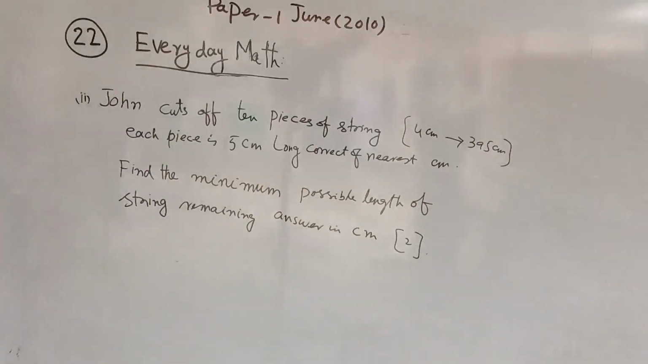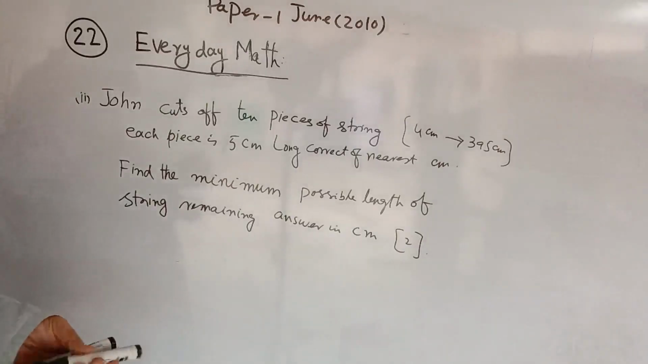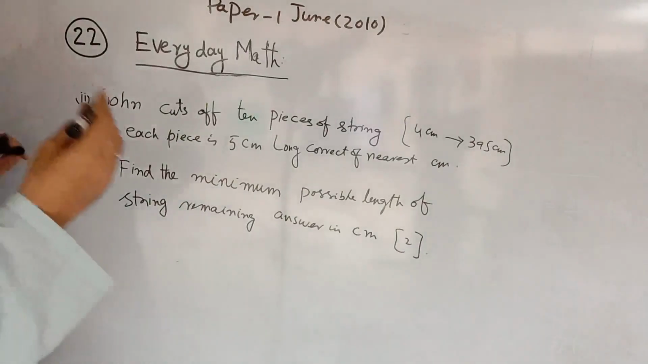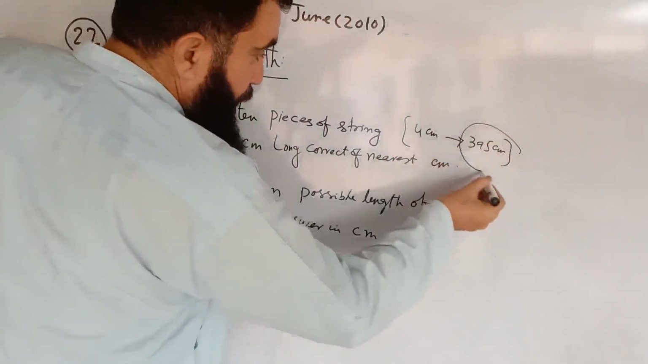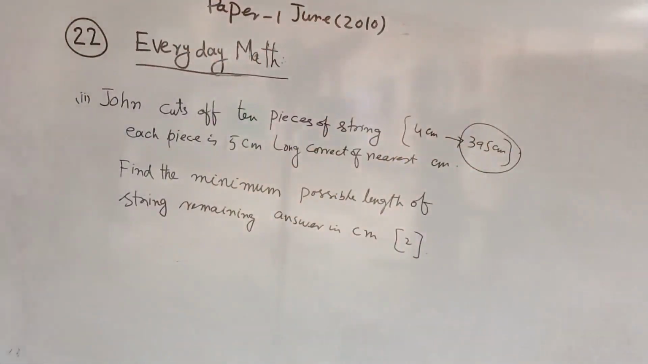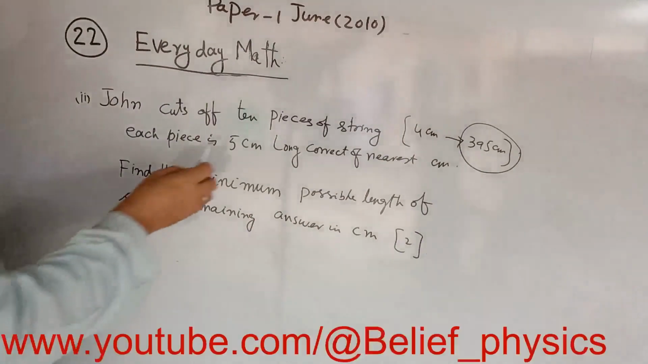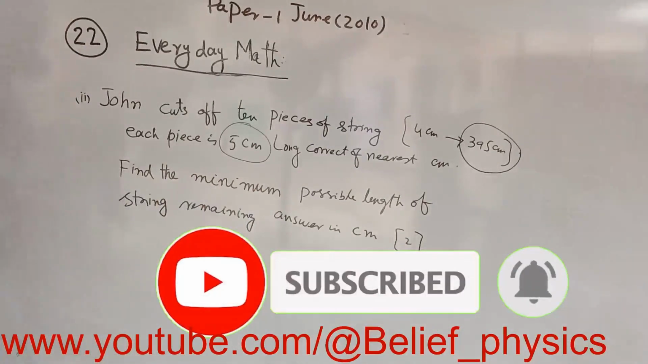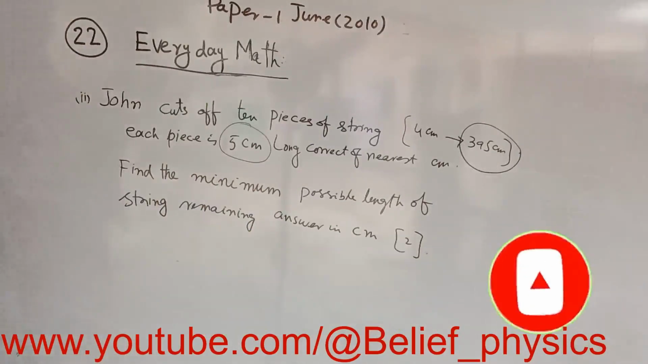Now this is a tricky question. We have to find the minimum possible length remaining. When you subtract two numbers, the answer will be minimum if the number to be subtracted is maximum and the number from which it is subtracted is minimum. So we will use the lower bound of the string, which was 395 centimeter, and use the upper bound of each piece. It is 5 centimeter, correct to 1 centimeter. It can be plus or minus something.